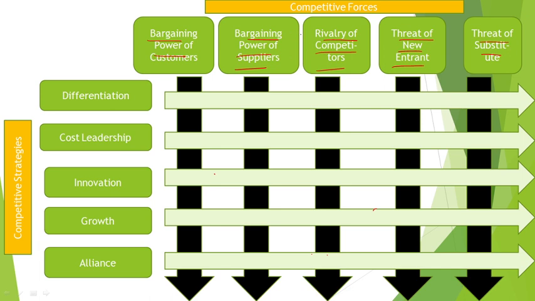Now, how are we going to make the competitive advantage? By using these competitive strategies, that is differentiation, cost leadership, innovation, growth, and making alliances. Fine. So differentiation means creating a new, different variant of an existing product or service. Cost leadership strives for the minimum cost for a particular product or service. Innovation is something creating new. Growth and alliances are for the same competitive strategy.